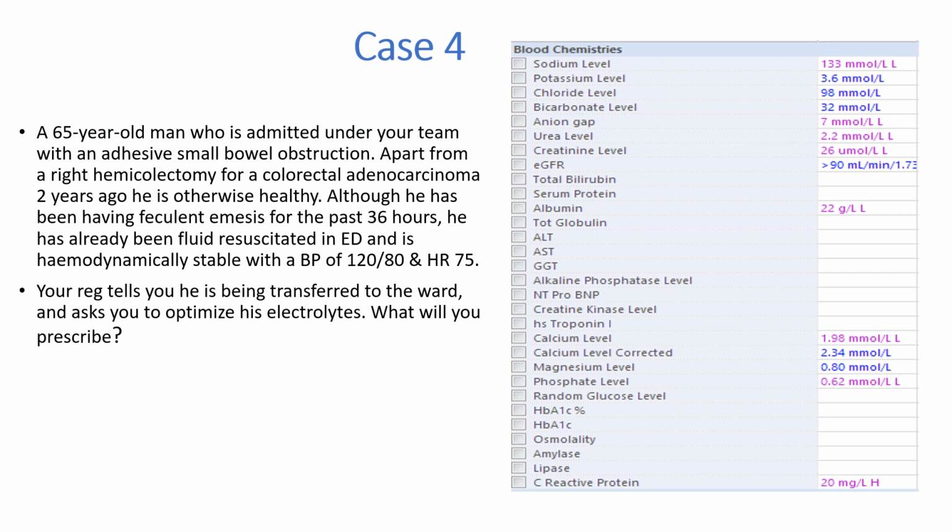So in this case, we have a 65-year-old man who's being admitted under your team with an adhesive small bowel obstruction. Apart from a right hemicolectomy for a colon cancer 2 years ago, he's otherwise healthy. Although he's been having fecal vomiting for the past 36 hours, he has already been fluid resuscitated in the emergency department and is now hemodynamically stable with a normal blood pressure and heart rate. Your reg tells you that he's being transferred to the ward and asks you to optimize his electrolytes. Pause this slide and have a go at prescribing electrolytes for this gentleman, and we'll go through it in the next slide.